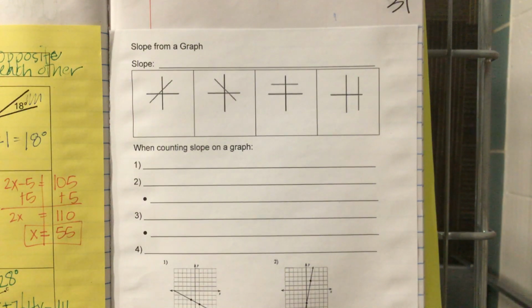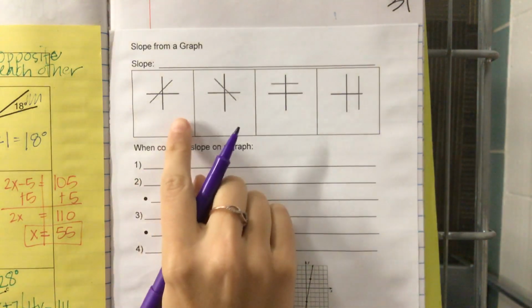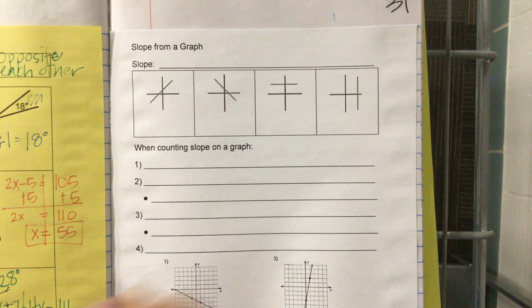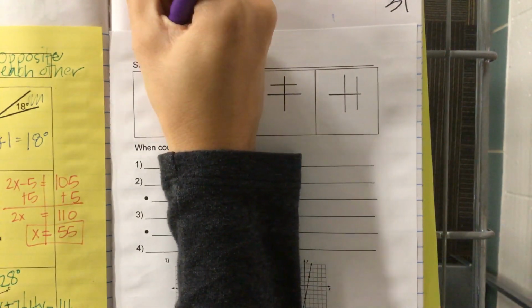We are going to determine from a graph of a line, if we're given a graph with a line, what the slope of that line is. What we've already said is that slope measures the steepness of a line.